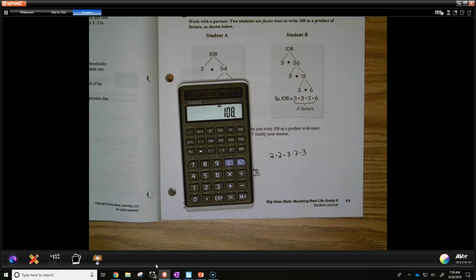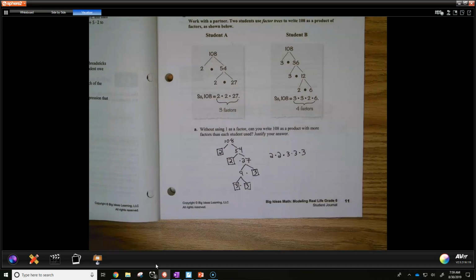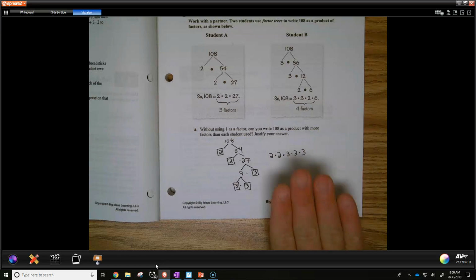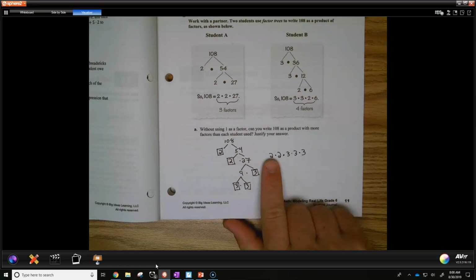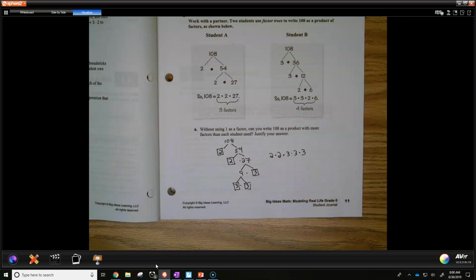Now, do you think we can break this down more than 5 factors? This is going to be the lowest we can go. Can anyone tell me why? If I look at my factors, they are 2, 2, 3, 3, 3. Why can I not break this down any more? Braden? Because you can't use 1 as a factor.